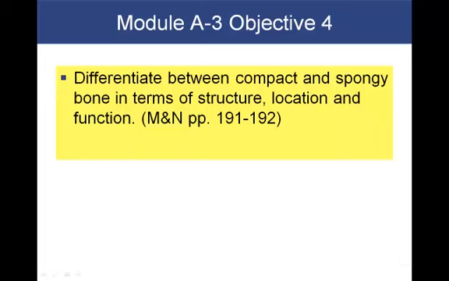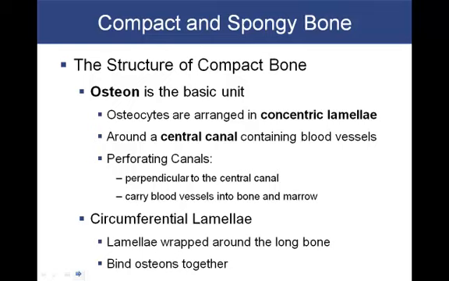This is module A3, objective 4. We're going to look at the differences between compact and spongy bone. In lab, we viewed the histology of compact bone, and we noted then that the basic unit of compact bone is the osteon.